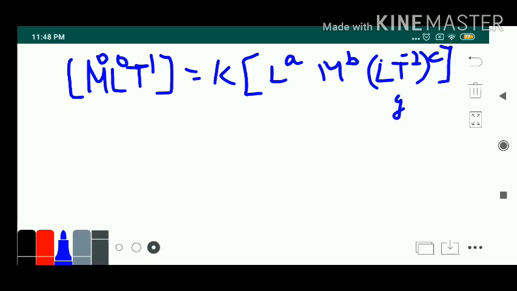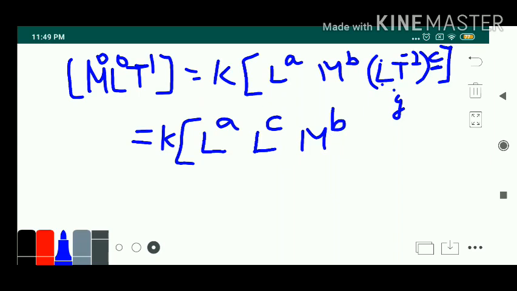Right, now I am going to elaborate this much side, guys. K, L raised to A. Now here L is raised to C, right? The C is outside, can be brought in, so it will be L, C. Similar terms I am arranging together. Then there is M raised to B, and there is only T raised to minus 2C, right?